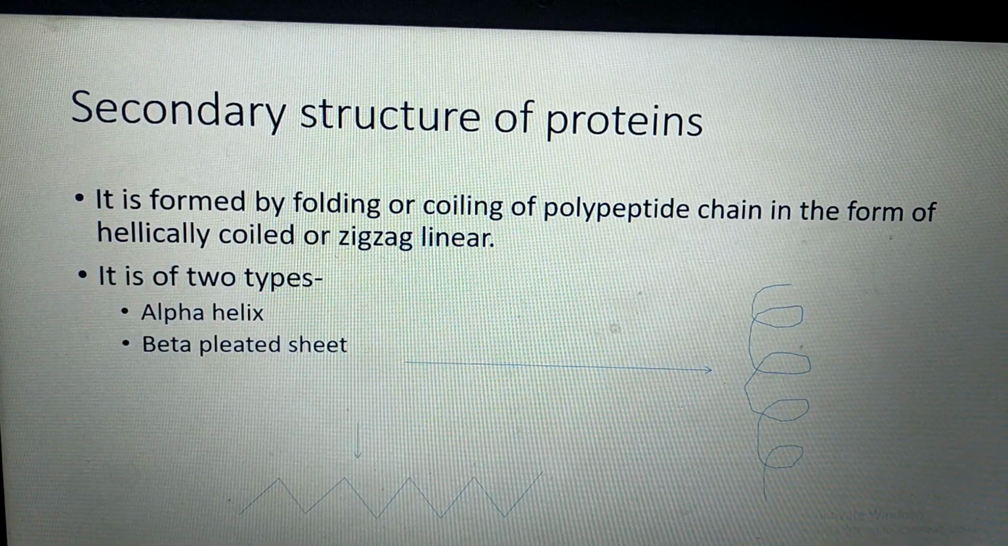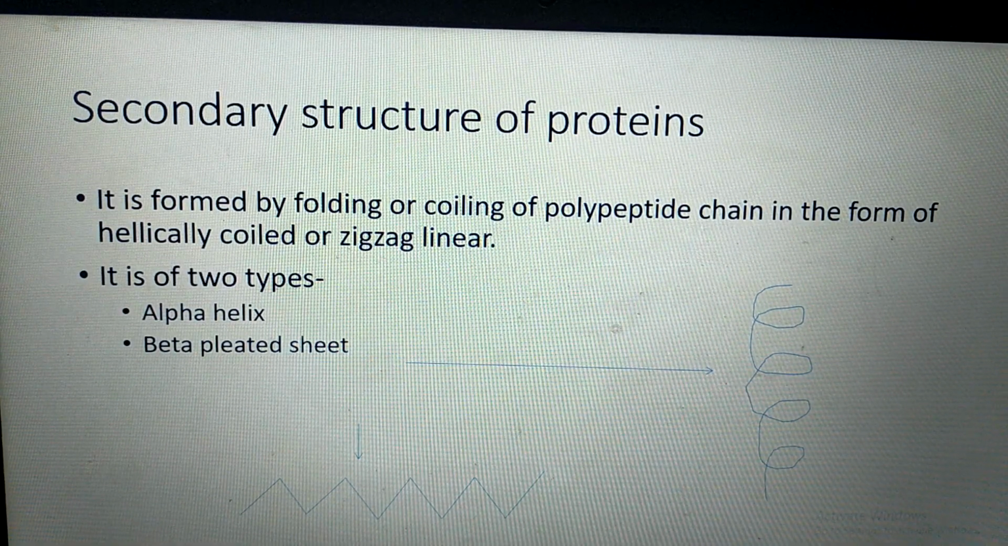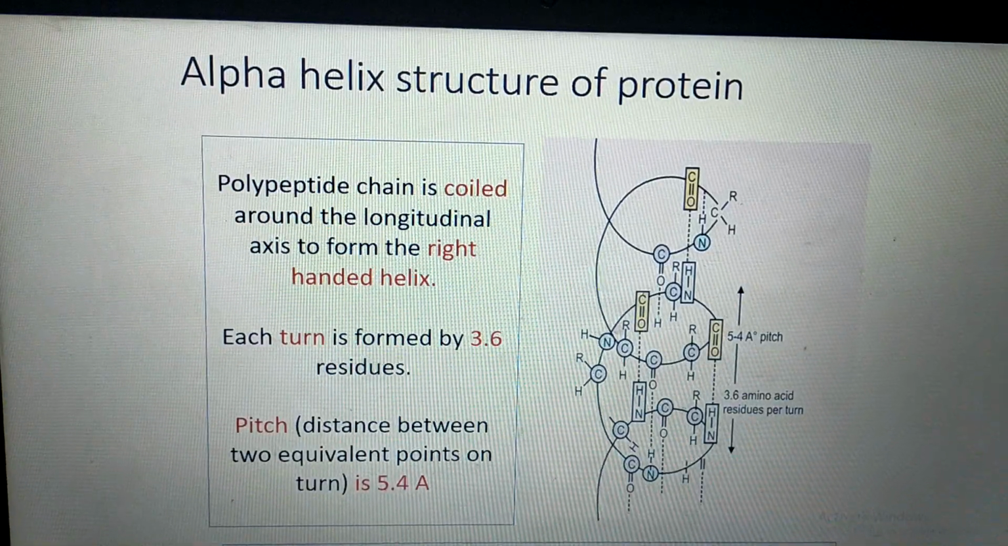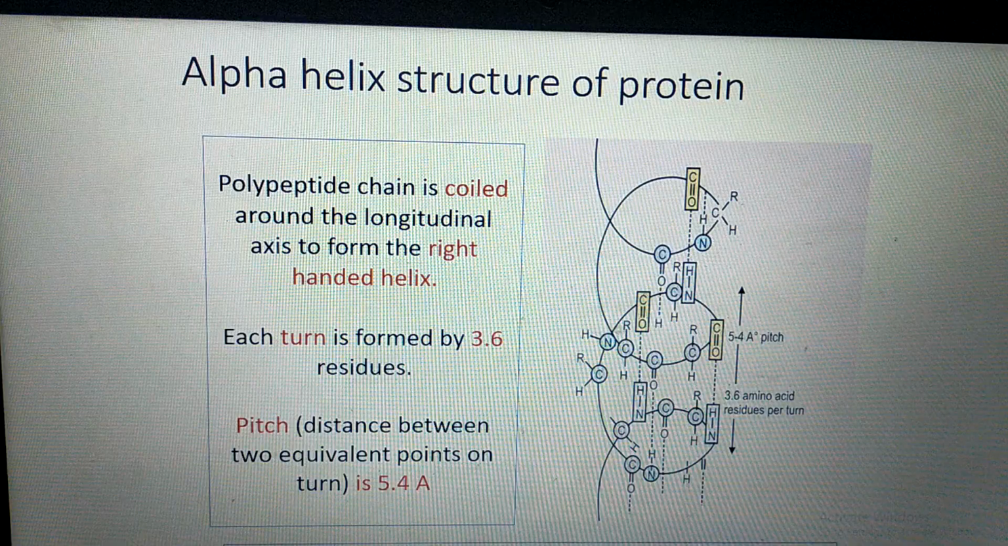Secondary structure is formed by folding or coiling of the polypeptide chain in the form of a helically coiled or zigzag linear pattern. Two types of secondary structure of proteins are seen in our body: alpha helix and beta pleated sheet structure. So this is an example of alpha helix structure of protein.